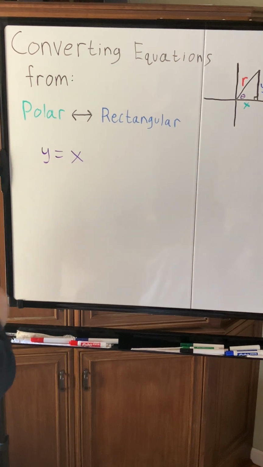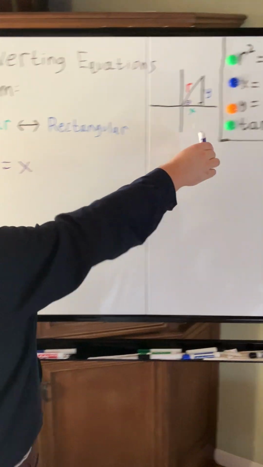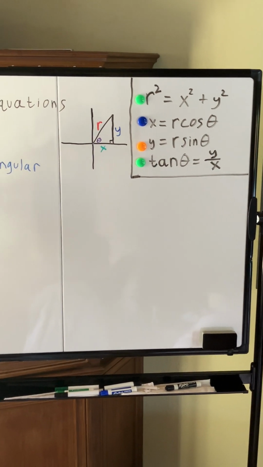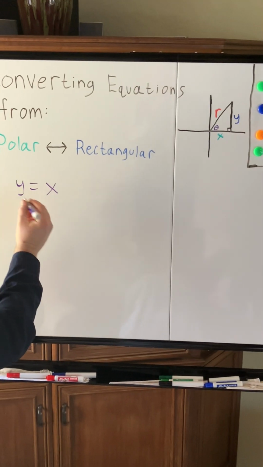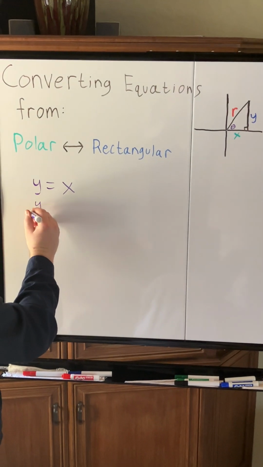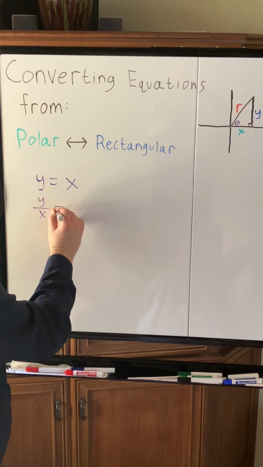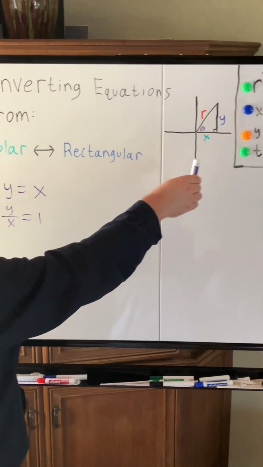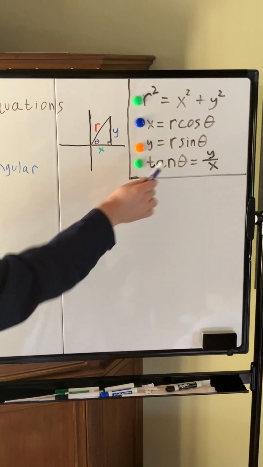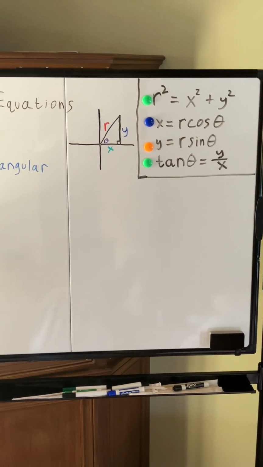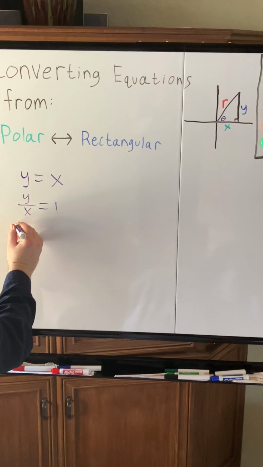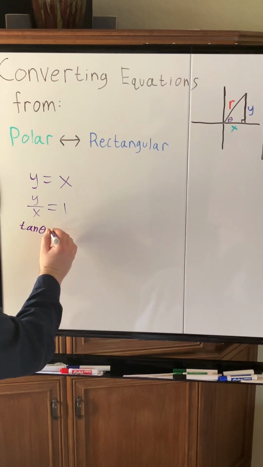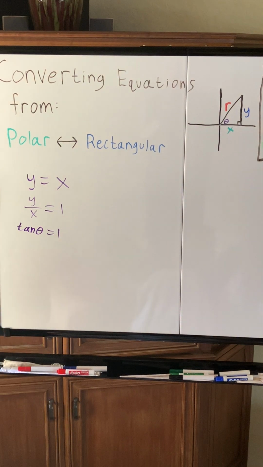Okay, in this case, what I actually want to do here is utilize this form to substitute. I'm going to start by dividing both sides by x. So I have y over x equals 1. And notice I can now do this substitution for y over x. So y over x is just going to be tan theta equals 1.